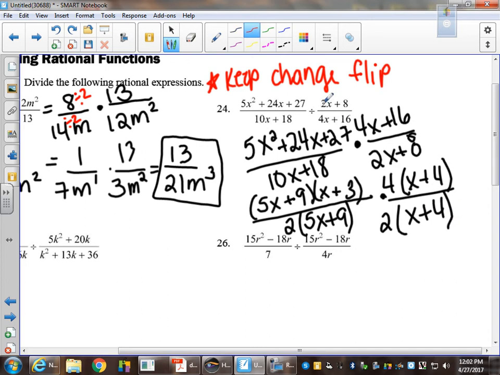Now let's cross everything away that we can. 5x plus 9, 5x plus 9, x plus 4, x plus 4. 2 times 2 is 4. So really, they both cancel out because 4 over 4 is 1. And all that we are left with as your answer is x plus 3.